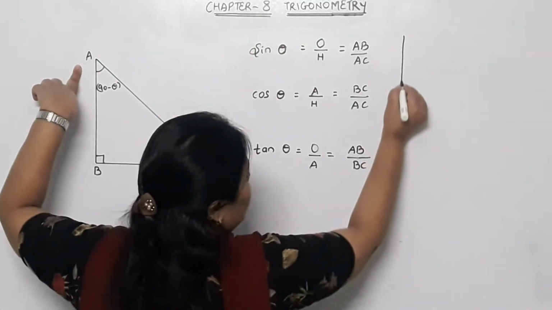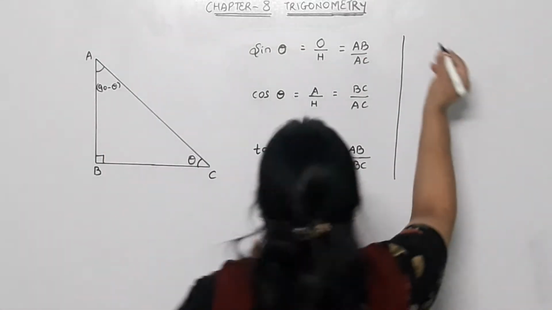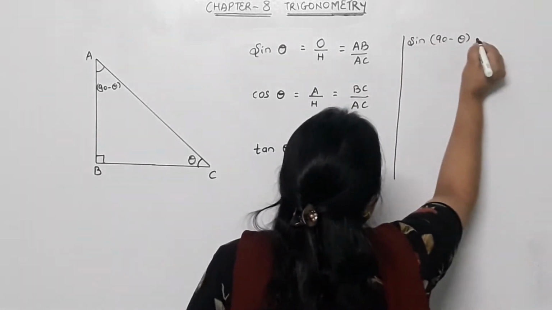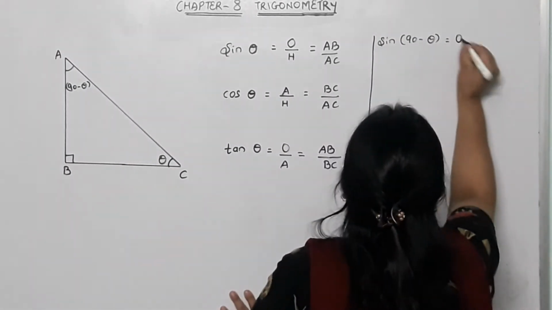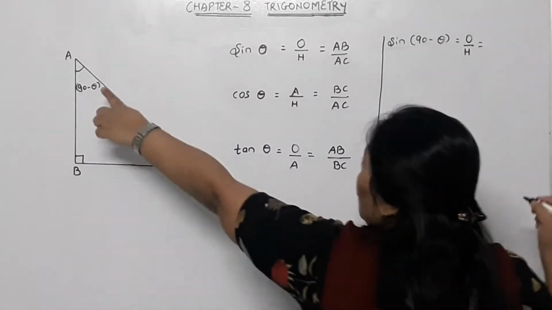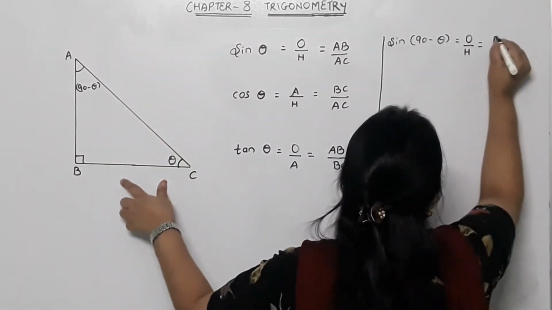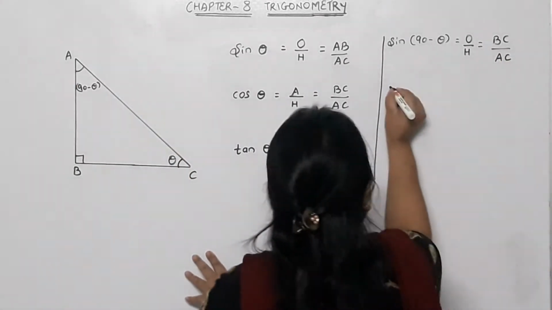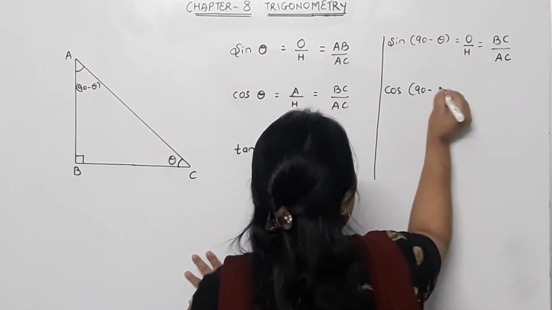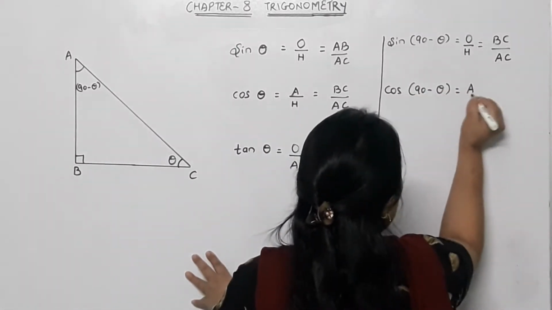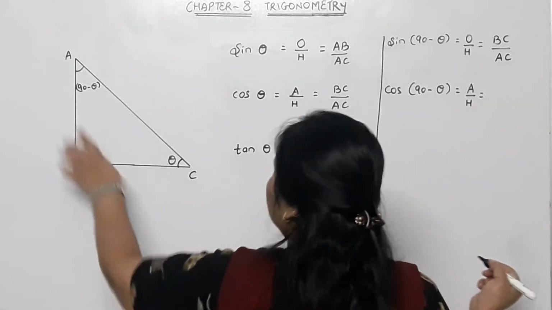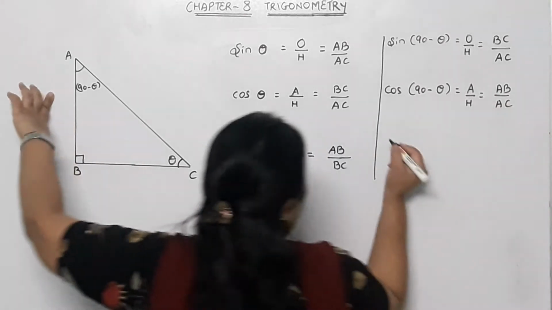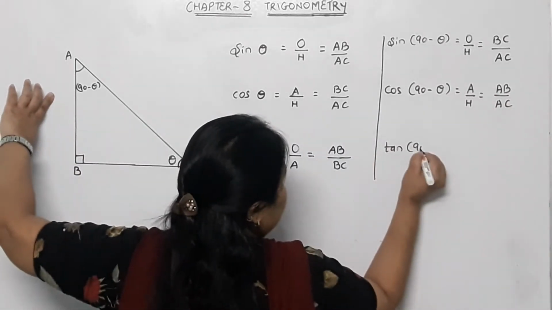So see here, I'll write those three ratios also beside it. Sine 90 minus theta. The ratio will be again opposite upon hypotenuse only. Opposite of 90 minus theta is BC, upon hypotenuse AC. Then cos 90 minus theta is equal to adjacent upon hypotenuse. Adjacent is AB here. So AB upon AC.